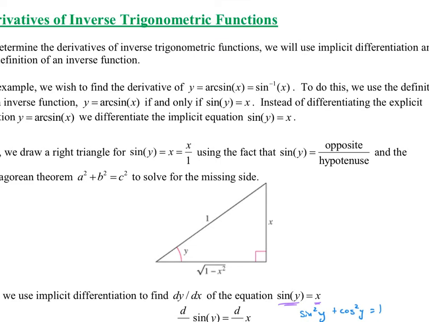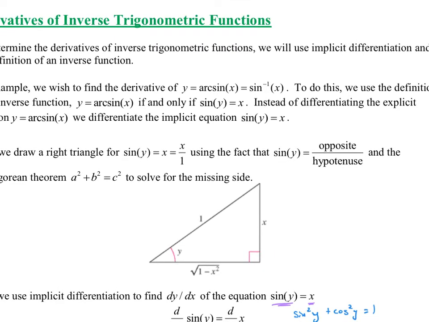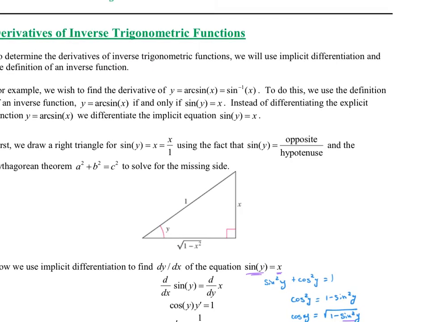So that's the idea: if you wanted to find the derivative of y equals arc sine of x, what you're going to do is take the sine of both sides. On the left you would have sine of y, and on the right you would have the sine of the inverse sine of x. Well, that's just, by definition, x. So they took the sine of both sides and ended up with sine of y equals x. Instead of differentiating the explicit function, y equals arc sine of x, you're going to differentiate the implicit function, sine of y equals x.